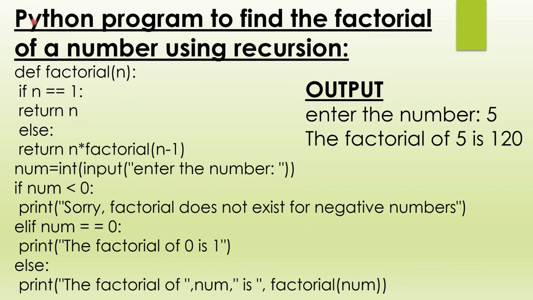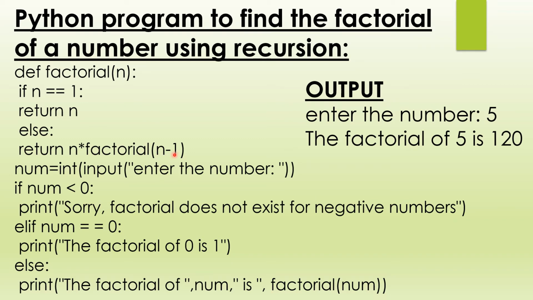So next is the Python program to find the factorial of a number using recursion. So here we are defining factorial(n). The condition is that if n is equal to 1, then it will return n. That means everyone knows that the value of factorial 1 is 1. So it will return 1, the same number n. Else return n into factorial(n minus 1).